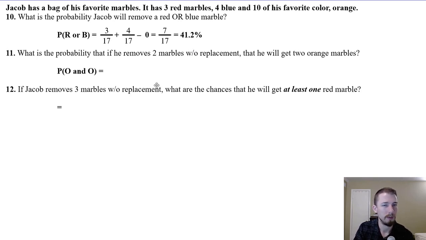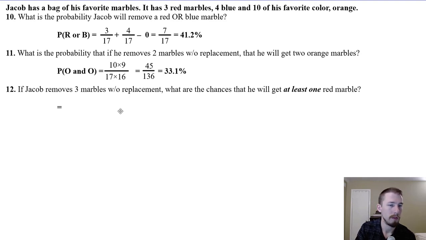What's the probability if he removes 2 marbles without replacement? So if it's without replacement, the probabilities will change. These are no longer independent events, that he'll get 2 orange marbles. Well, the first orange marble would be 10 out of 17. The second one would be 9 out of 16. So multiply those, put them in the calculator, right? It'll reduce the fraction, then we have to convert it to a decimal.